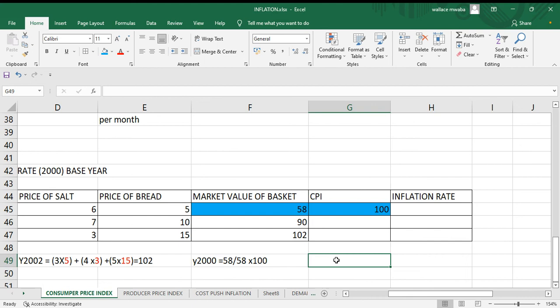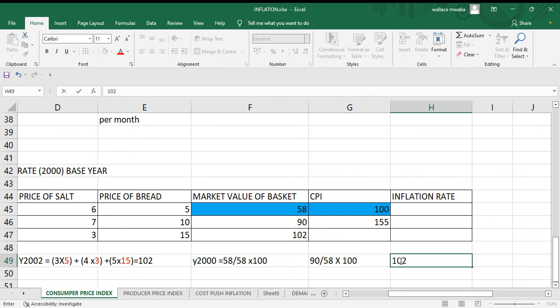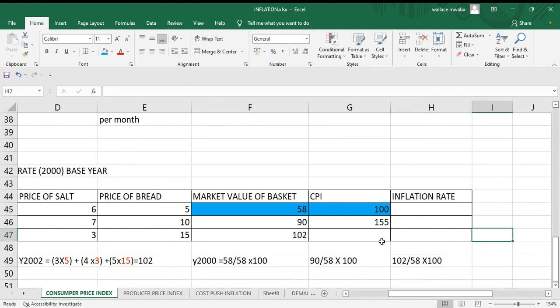For 2001, it's going to be 90 divided by 58 times 100, which is 155. And then for the final year, we're going to have 102 divided by 58 times 100, which is 176. That's the CPI, 176.